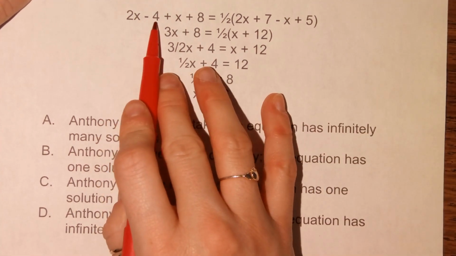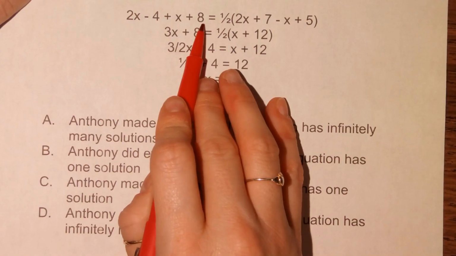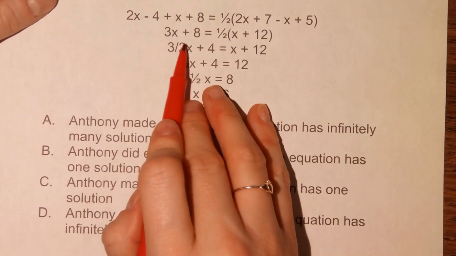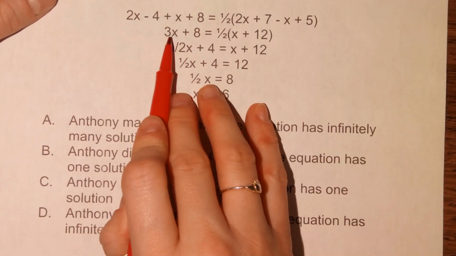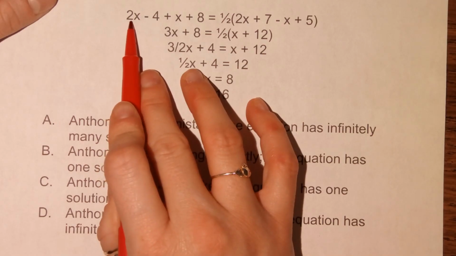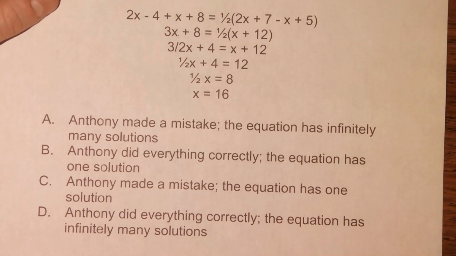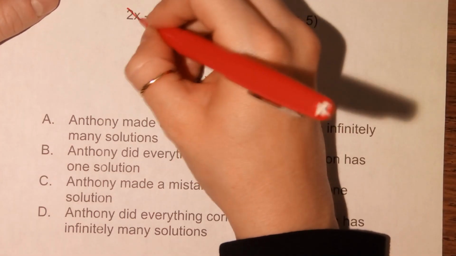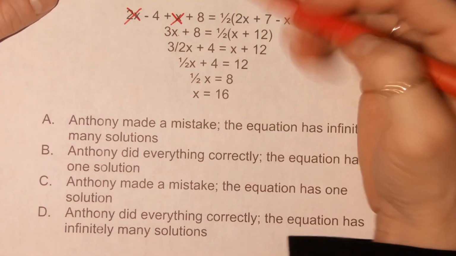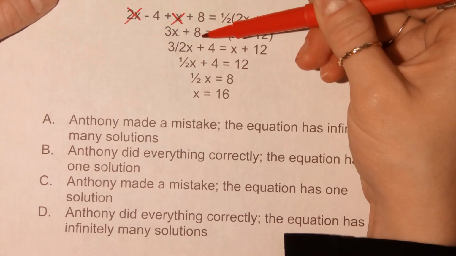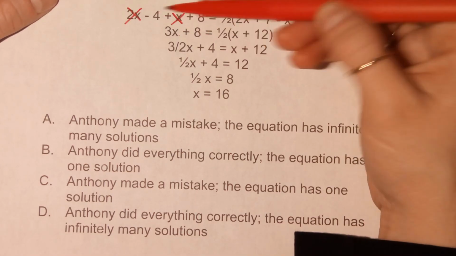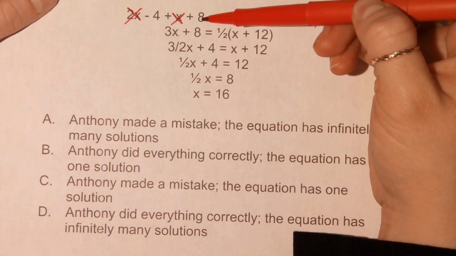They have 3x. So clearly they combined their 2x and their x here to get 3x. That's correct. So we can cross those out and we have 3x. And then they have plus 8. Negative 4 plus 8 is positive 4. So they're missing something here. So this is their first mistake. This is supposed to be positive 4.